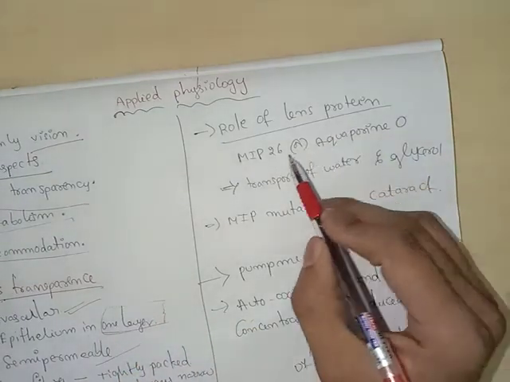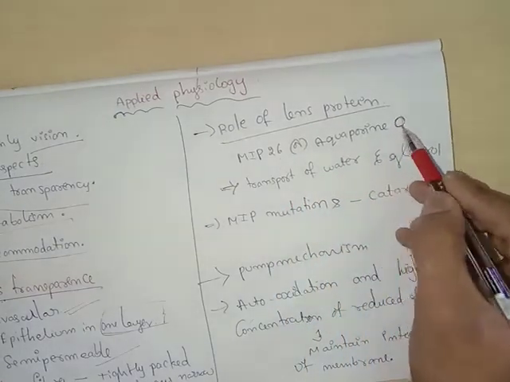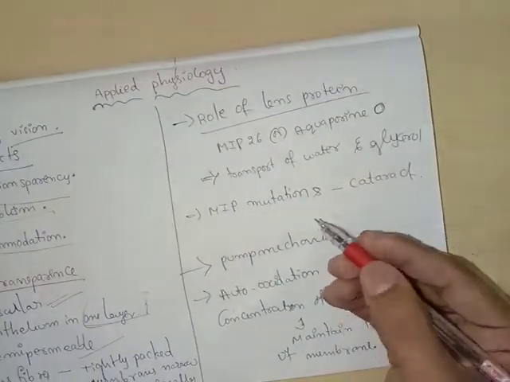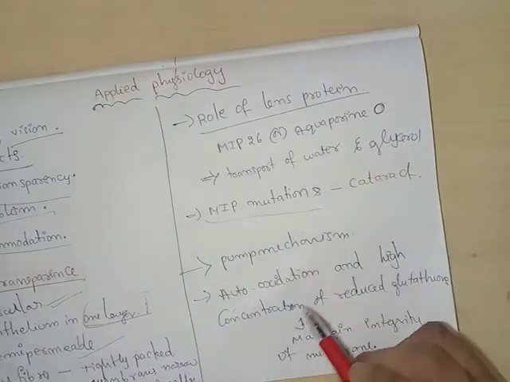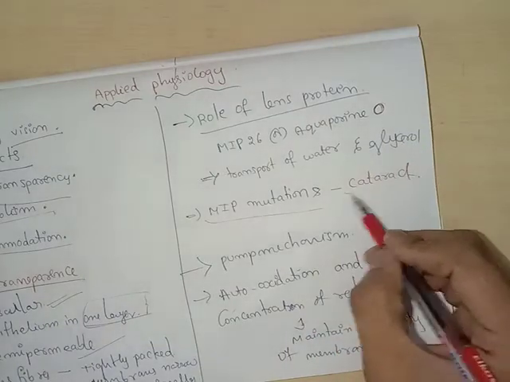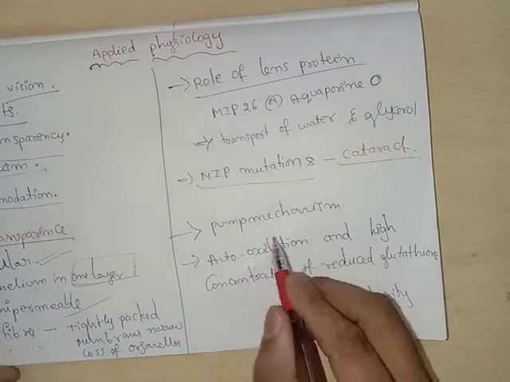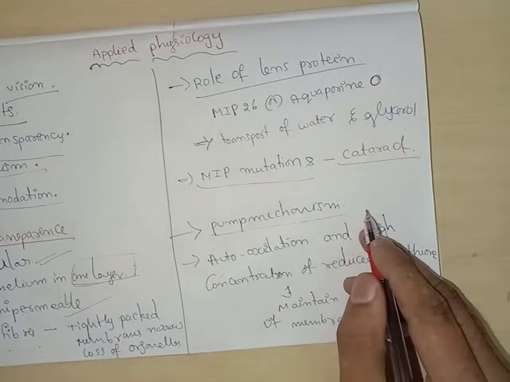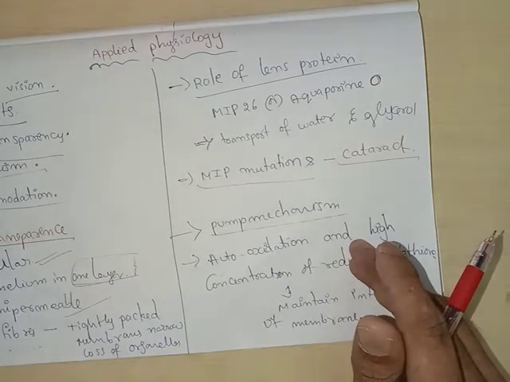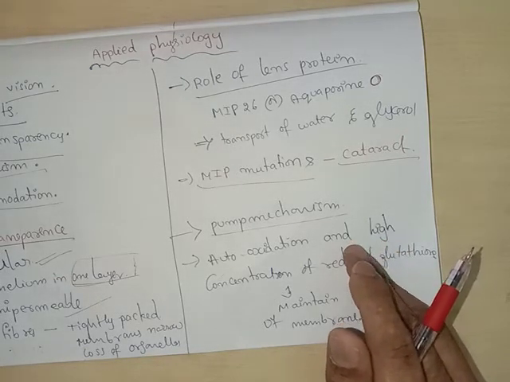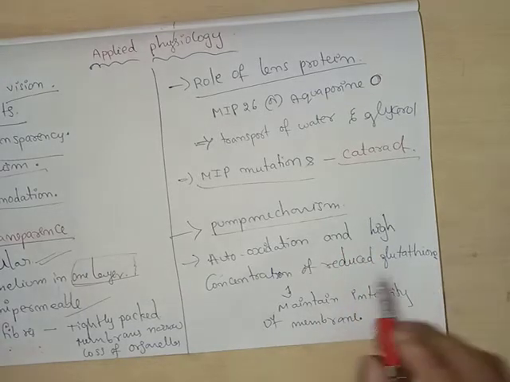One of the lens proteins is MIP26. It is also called aquaporin O. It helps in the transport of water and glycerol. If there are any mutations in this protein, it leads to cataract, because there is accumulation of the proteins. Next, the pump mechanism. This pump mechanism keeps the lens hydrated and prevents dehydration. This pump mechanism also maintains the lens transparency.